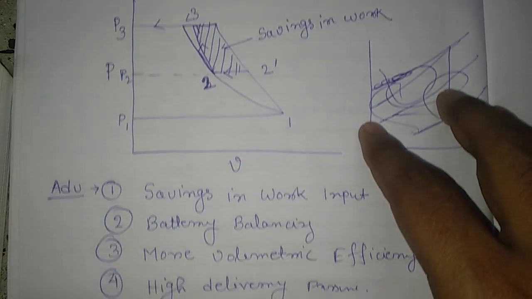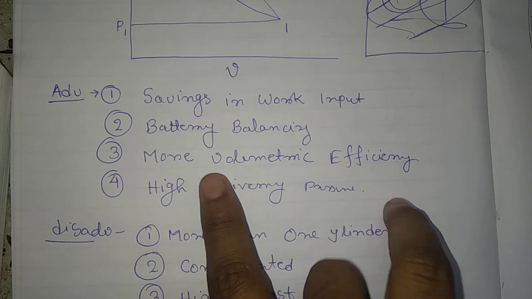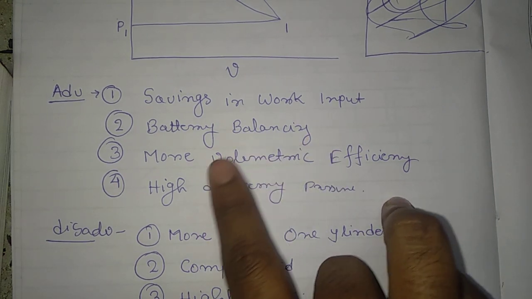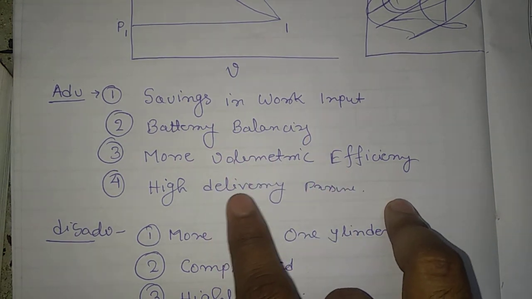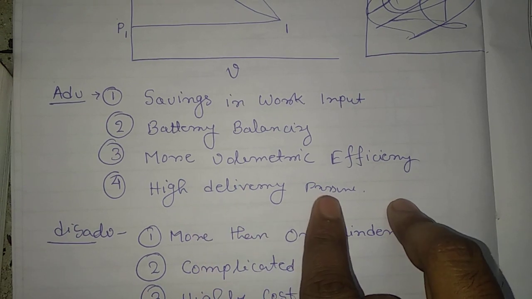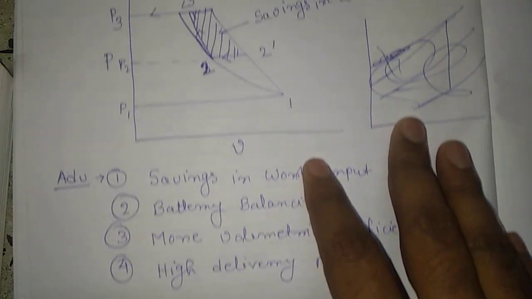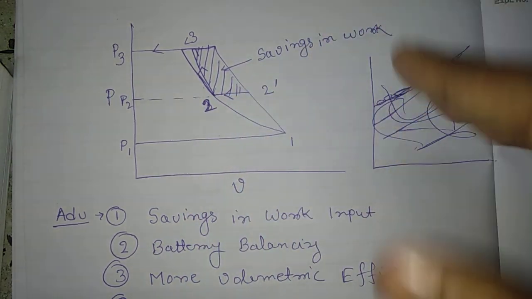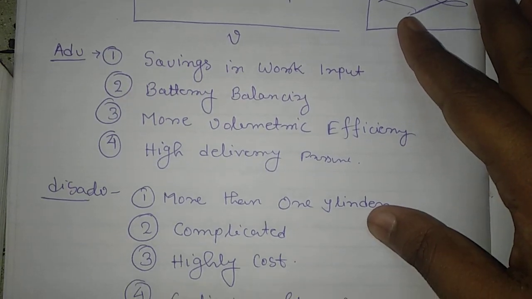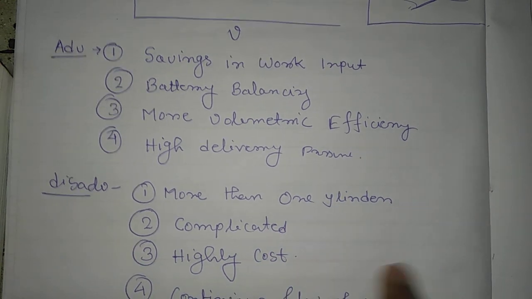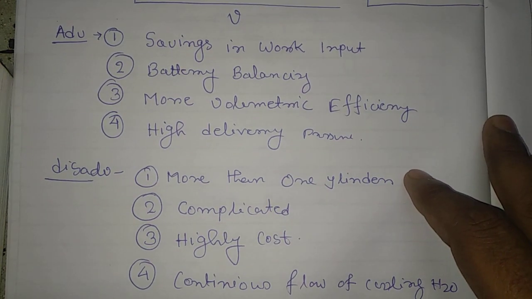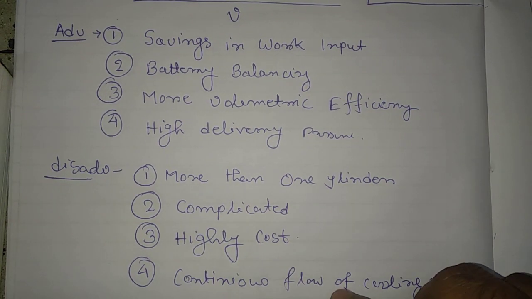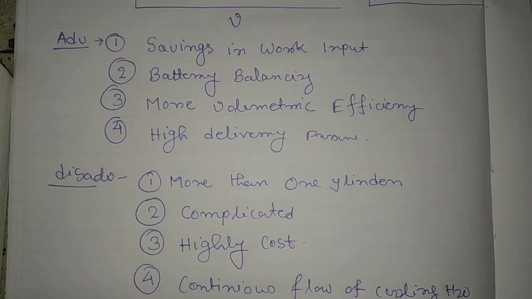Now as you see, there are some advantages: savings in work input, better balancing, more volumetric efficiency, which we already discussed, and high delivery pressure. So this is a PV diagram, and from that diagram you can get some idea that high delivery pressure will be achievable. The disadvantages are that obviously more than one cylinder is used, it is complicated and high cost, and it needs a continuous flow of cooling water.